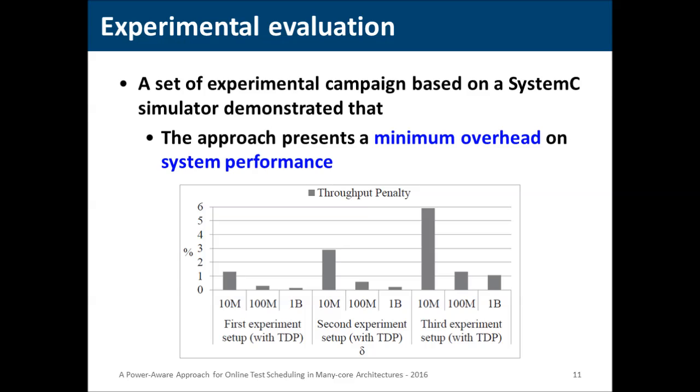A SystemC simulation platform has been developed to experimentally evaluate the proposed approach. State-of-the-art tools such as McPAT, Lumos, and HotSpot have been employed to characterize physical and architectural aspects of the system. Various experimental campaigns have been performed to demonstrate the efficiency of the approach. In particular, as it can be seen from these graphs, the approach presents a limited penalty on system throughput, at most 6% in highly test-demanding scenarios.